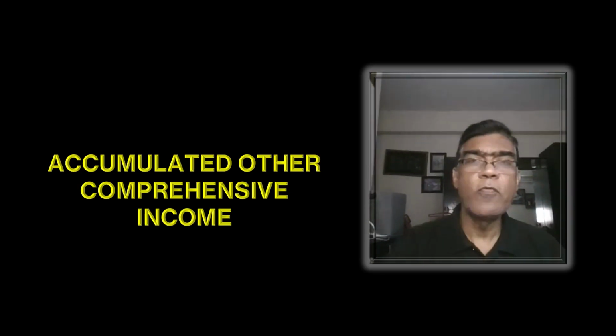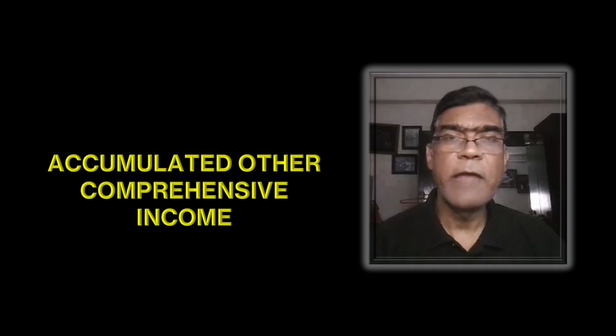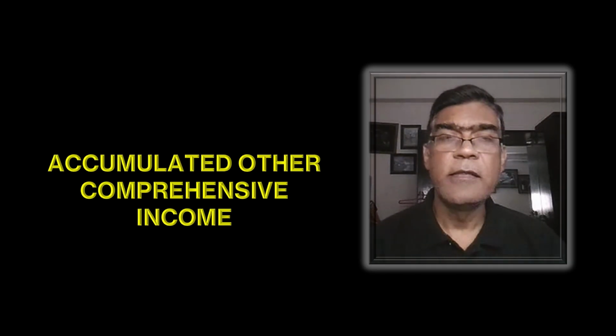Now we move to accumulated other comprehensive income, often abbreviated as AOCI. This represents the cumulative total of unrealized gains and losses that bypass the net income statement.